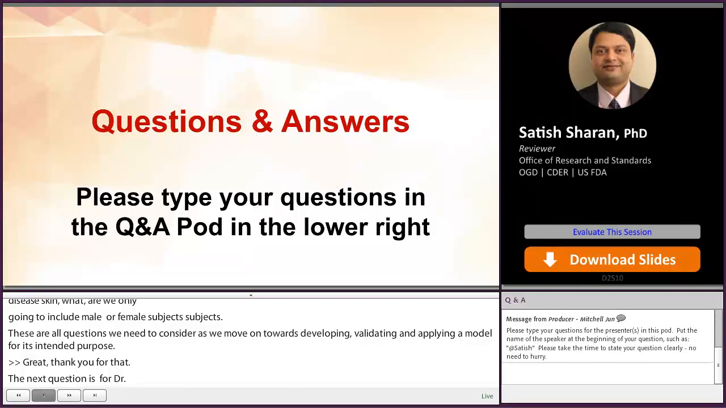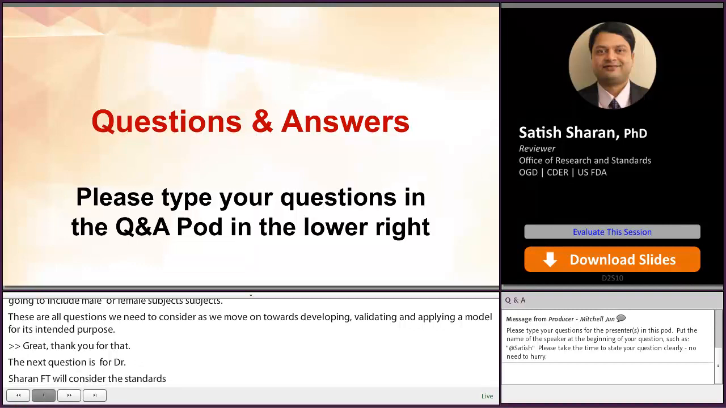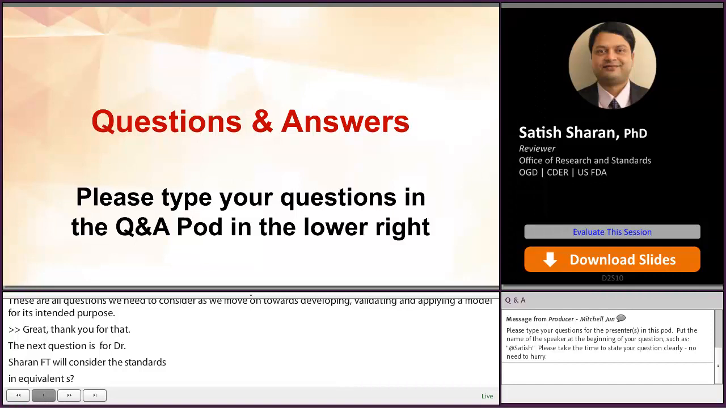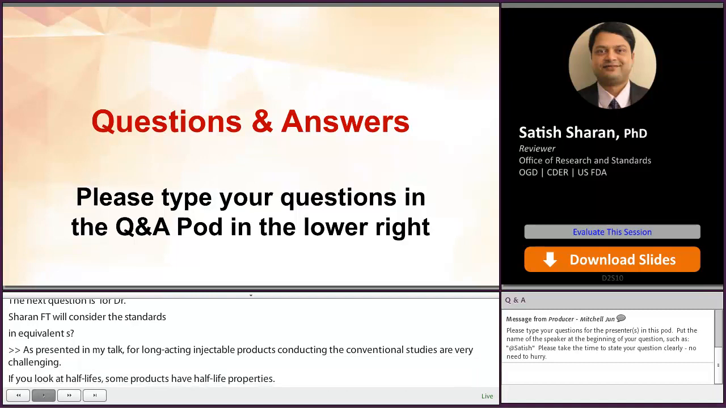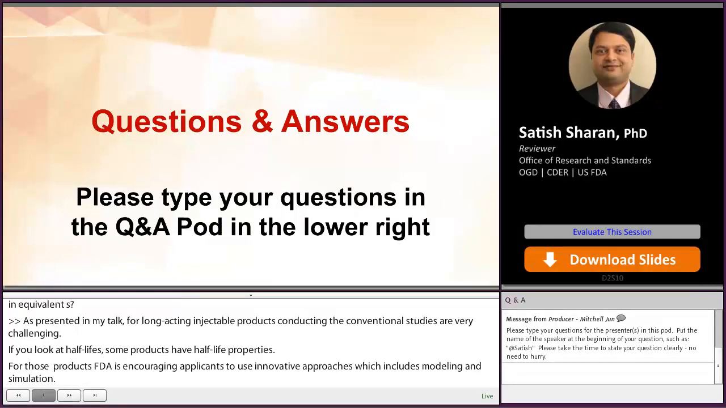So as presented in my talk, for long-acting injectable products, conducting the conventional PK BE studies is very challenging, especially if you look at half-lives, some products which have half-life ranging from 3 to 6 months. So for those products, FDA is encouraging applicants to use innovative approaches, which includes modeling and simulation. And that can be used as an alternative approach to justify your study, and it can be used for this.